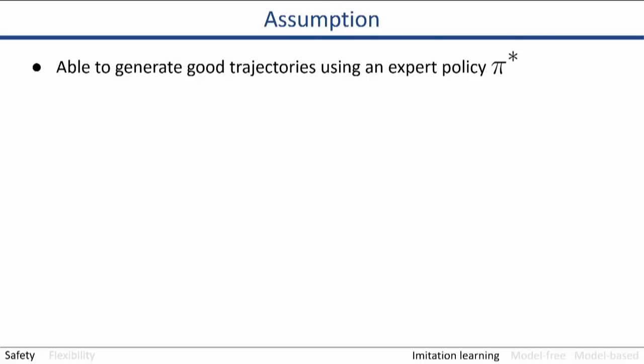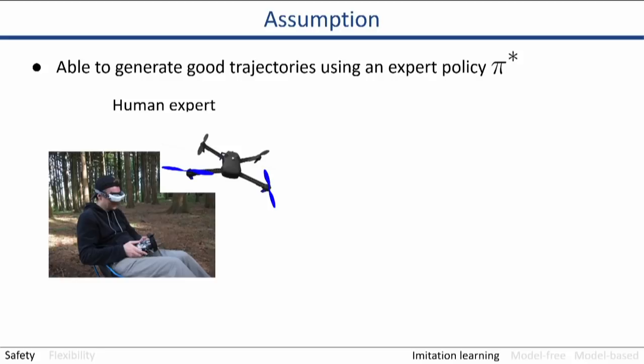So we're going to do a little bit of a deviation from standard imitation learning. The basis that we always assume, though, is that you're able to generate good trajectories using an expert policy pi star. Now, what is pi star? Typically, it's going to be a human expert. Here's an example of someone who's sitting down, flying their quadrotor. If you have a robot arm, maybe you're physically moving the arm through space. If it's an autonomous car, maybe you're just actually driving the car.